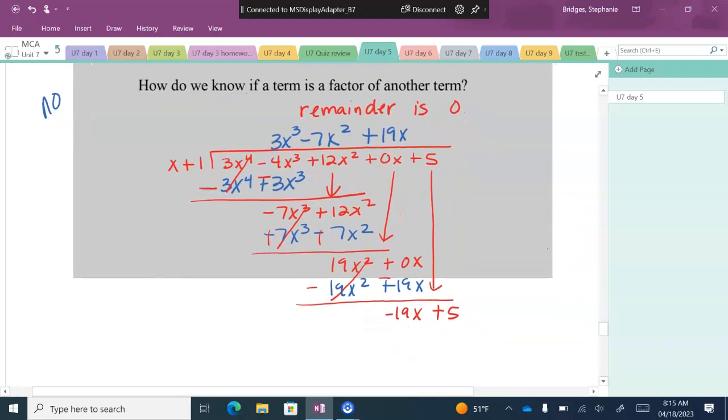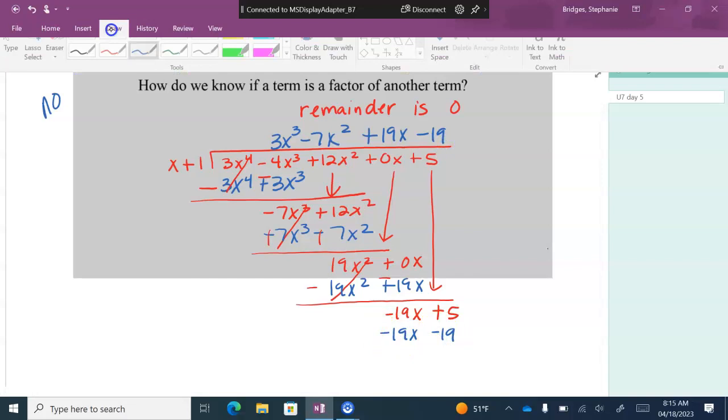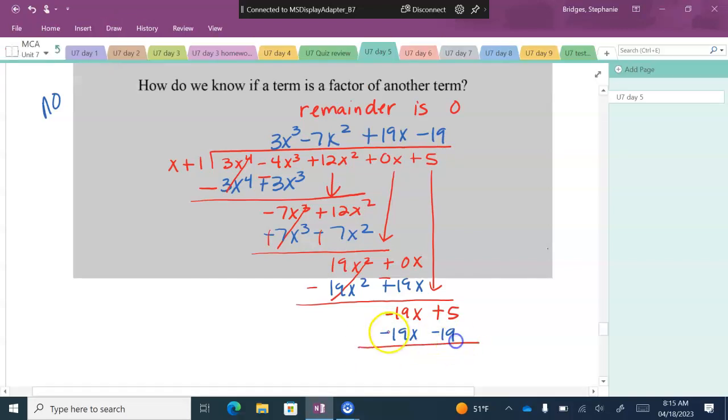Starting the process over, what do I multiply x by to turn it into negative 19x? Negative 19. And when we multiply, we get negative 19x minus 19. I draw my line, I change my signs, my x's cancel, but that gives me a remainder of 24, which means the answer is no. It does not divide in evenly because I have a remainder other than 0. So that's all we have to put in our answer blank: no, it is not a factor. If your remainder is 0, you would say yes.